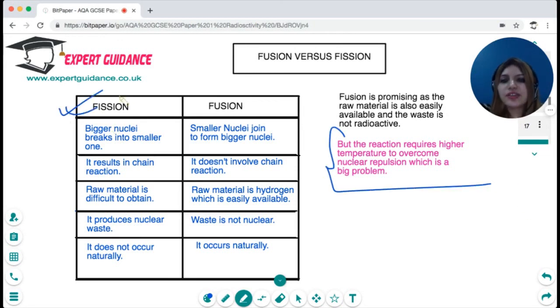So this is the difference between fission and fusion. In fission, the bigger nuclei break into smaller ones. In fusion, small nuclei join to form a bigger one. In fission, there's a chain reaction. In fusion, no such chain reaction.